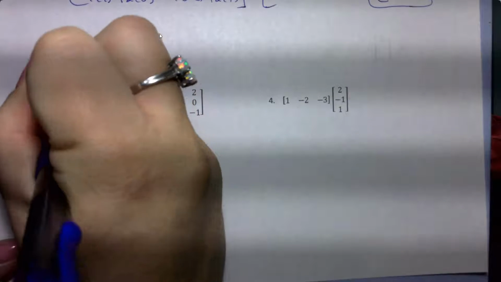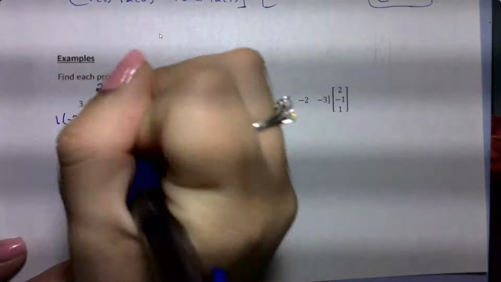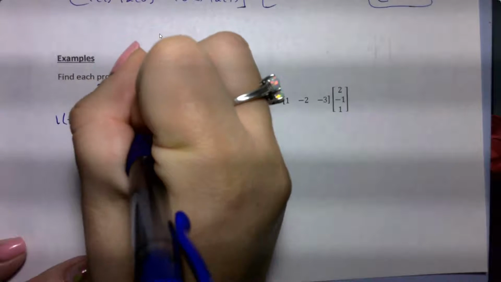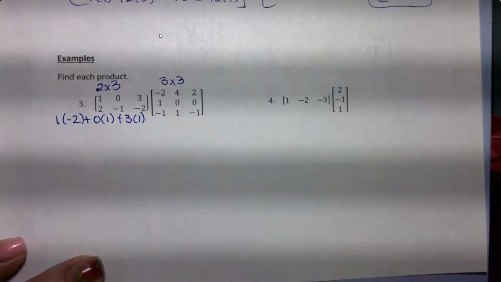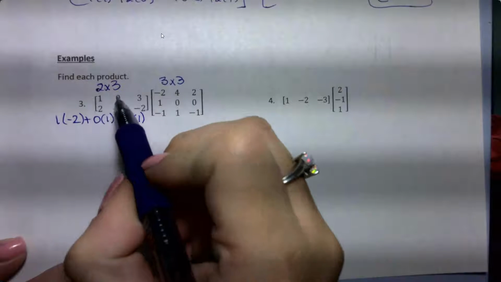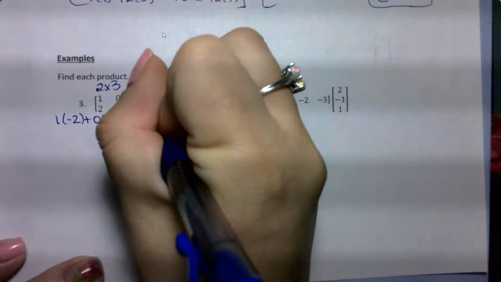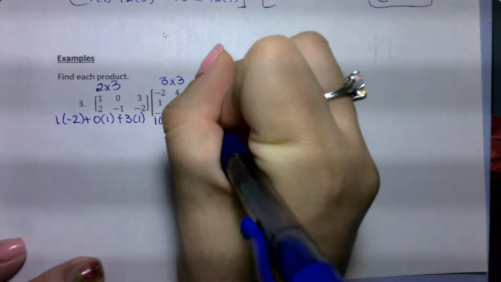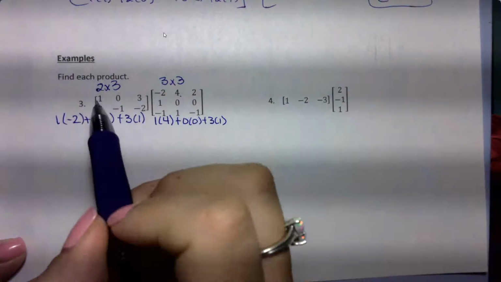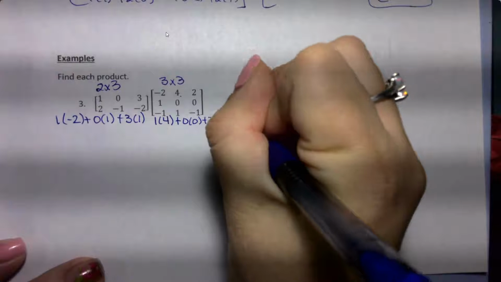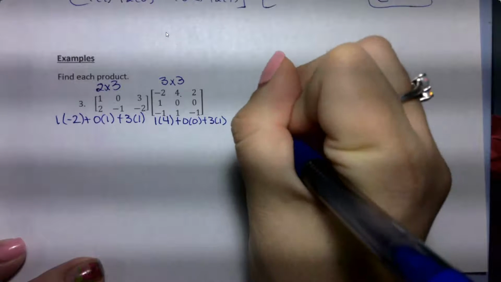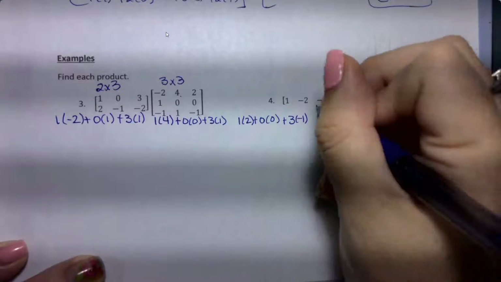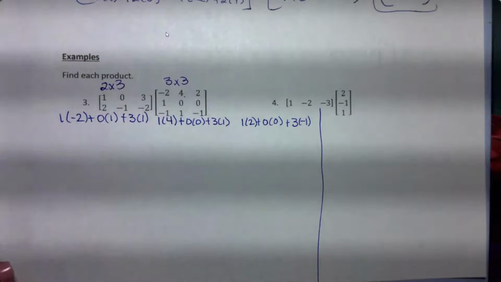I want to start off by multiplying my first row by my first column of my second matrix. I'm going to have 1 times negative 2 plus 0 times 1 plus 3 times 1. Then I'm going to have my first row, second column. I have 1 times 4 plus 0 times 0 plus 3 times 1. First row, third column, 1 times 2 plus 0 times 0 plus 3 times negative 1. I'll borrow some space from the next problem.